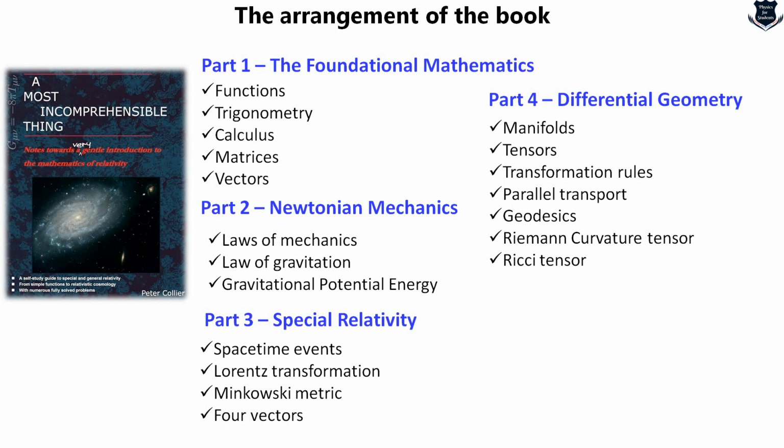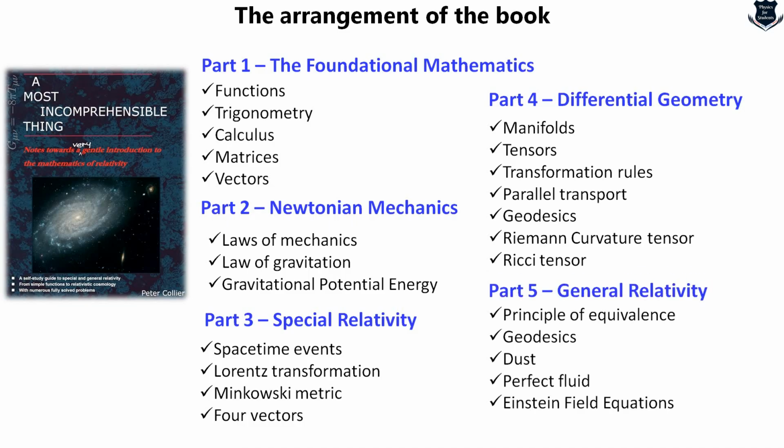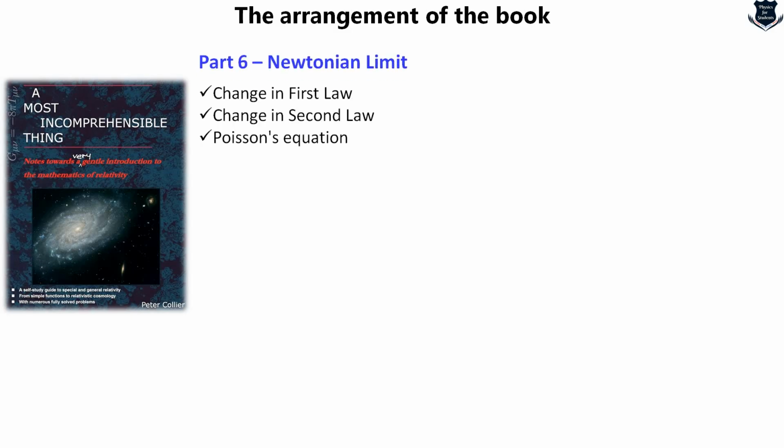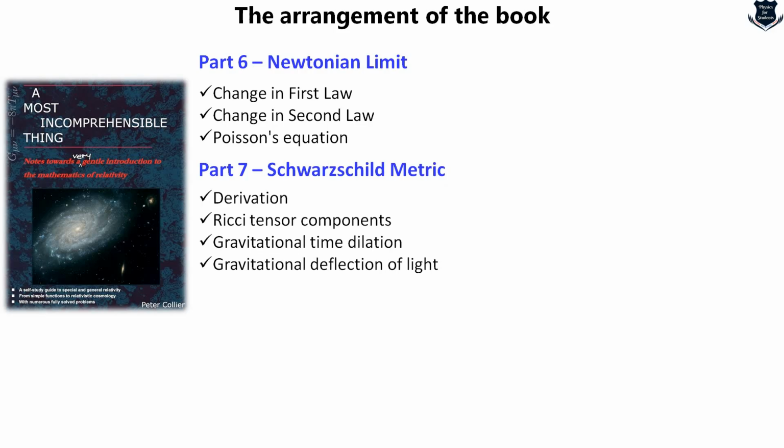So you start with the foundation, go to the classical part, then you move to special relativity, go to the geometry part, which is differential geometry, and then the author moves into general relativity: principles of equivalence, geodesics, dust, perfect fluid, Einstein field equations, and a lot. Then he proceeds to make you understand the Newtonian limit. That means how the first law, second law changed with the Einstein field equations, the Poisson equation, and so on. Then comes the Schwarzschild metric, where the Ricci tensor components and gravitational deflection of light are covered.